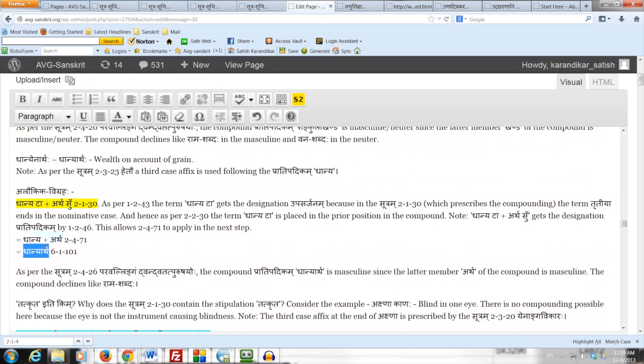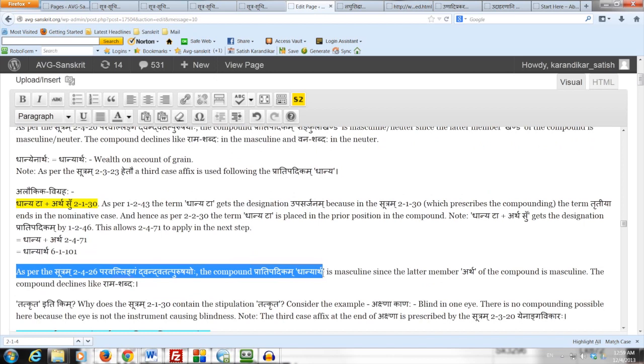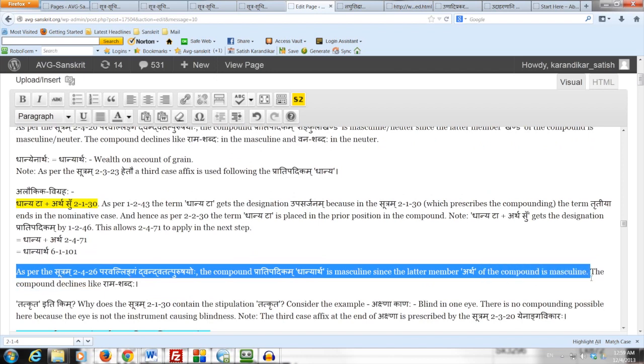Now as per the Sutram 2.4.26, paravallingam dvandva tatpurushayoho, the compound pradipadikam dhanyartha is masculine because the latter member artha of the compound is masculine. The compound declines like Rama Shabdaha.